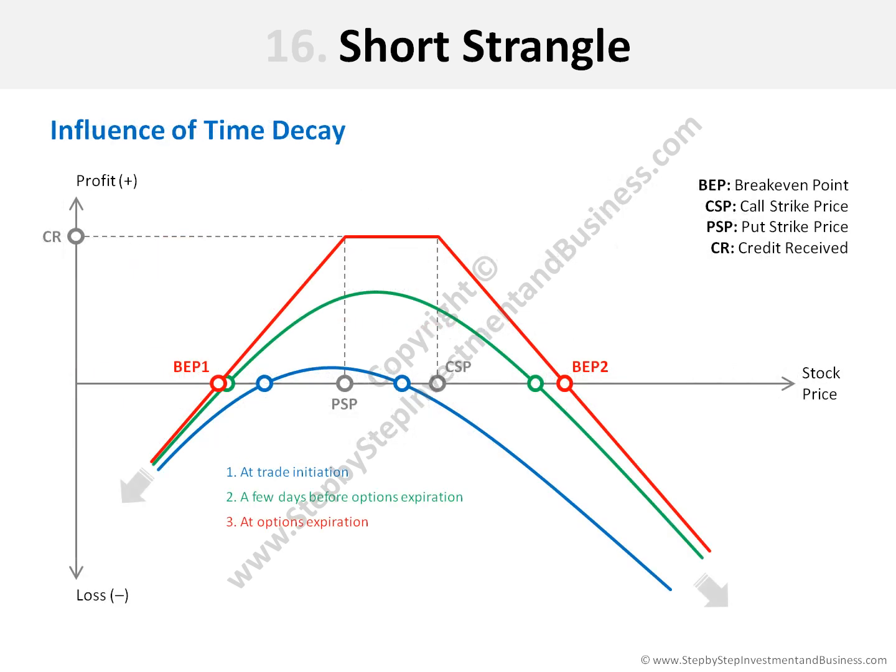In this graph, we can see the influence of time decay on the position. On the vertical axis, the profits and losses of the position are indicated, and on the horizontal axis, the stock price is indicated. The blue curve indicates the profits and losses at trade initiation. As we get closer to options expiration, the curve of profits and losses is like the ones shown in green. And finally, at options expiration, the curve of profits and losses is the one shown in red. We can see that as time passes, the gap between break-even point 1 and break-even point 2 increases, and as the gap between the break-even points increases, the range of prices for which we are in a profitable situation increases. Therefore, in this case, time decay helps the position.